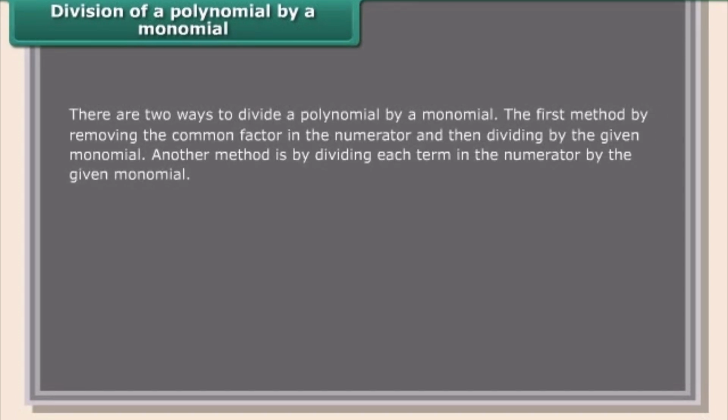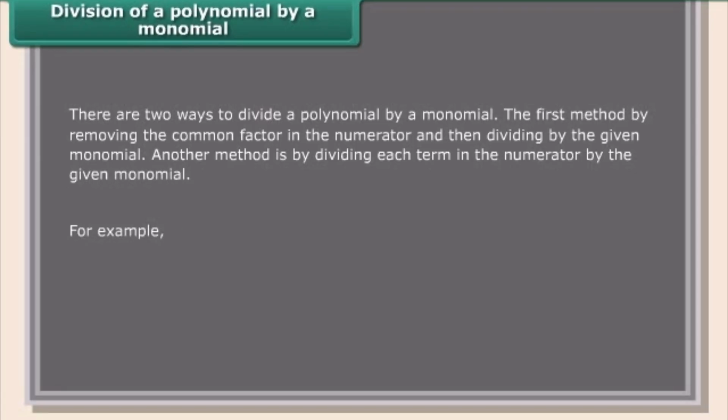Division of a polynomial by a monomial. There are two ways to divide a polynomial by a monomial. The first method is by removing the common factor in the numerator and then dividing by the given monomial. Another method is by dividing each term in the numerator by the given monomial.